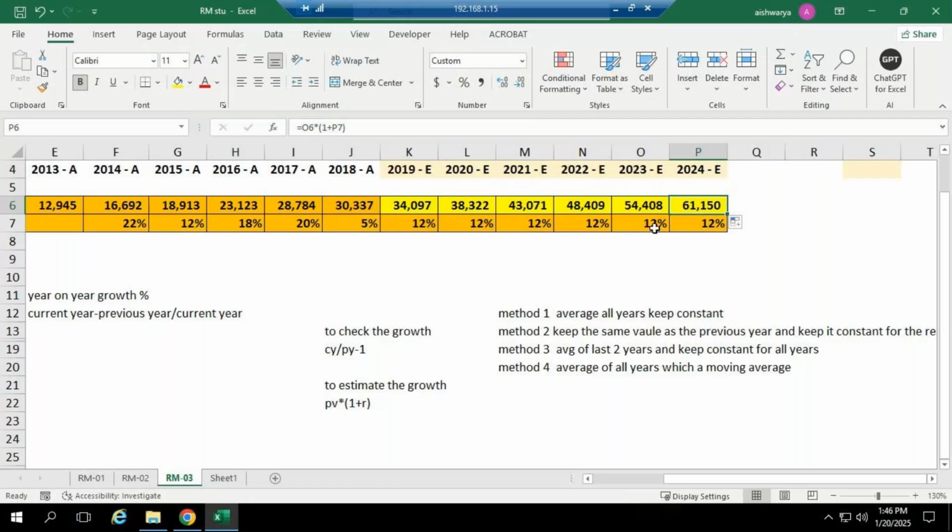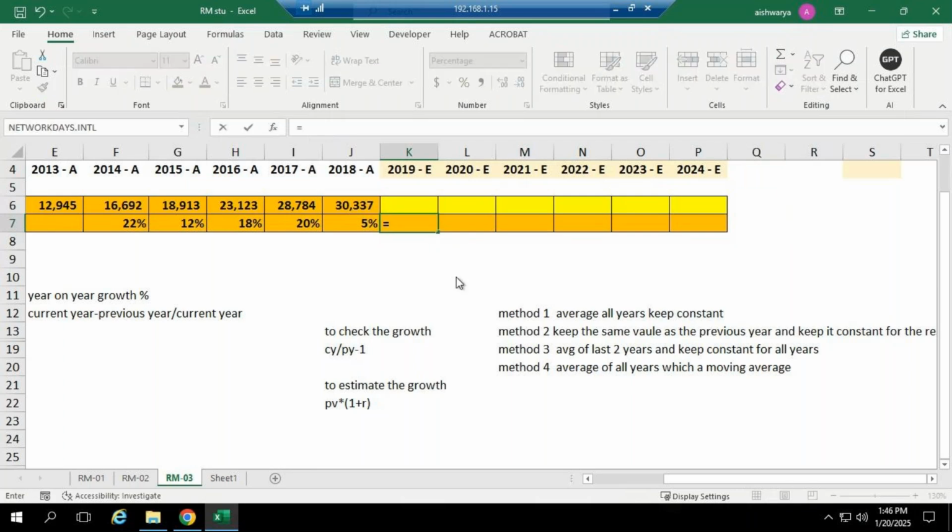Okay, so now the fourth method. The fourth method is very easy: average of all years, which is a moving average. So now what you have to do is enter equals average of all years. Close the bracket, enter. See, now you will be getting the answer here as 15%.